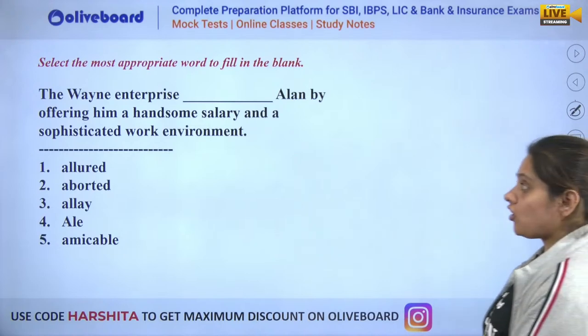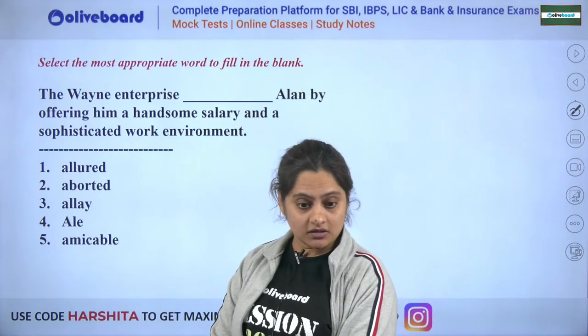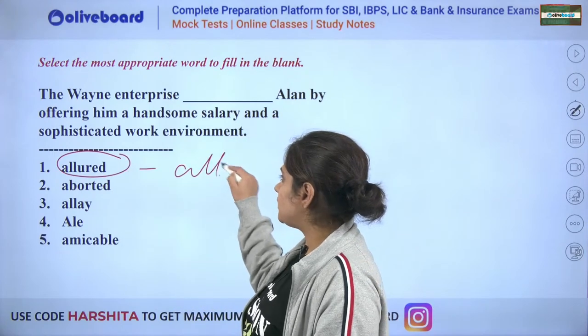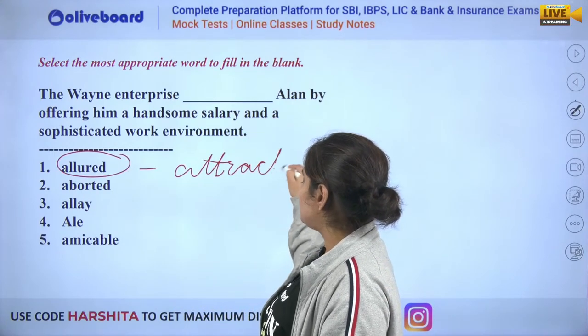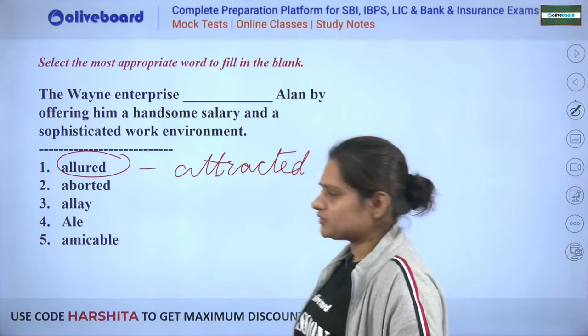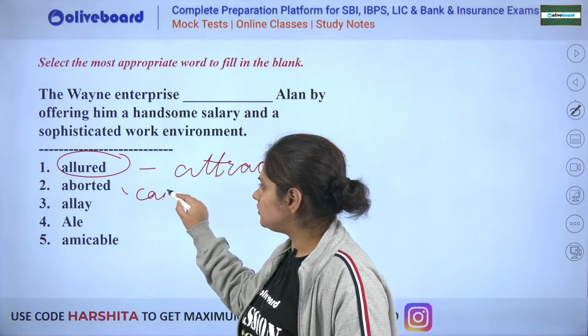Obviously, you are saying offering him a handsome salary means trying to attract him, by offering a handsome salary. So, attracted him by offering a handsome salary, allured, okay. We say no, abort the mission. So, abort means cancel, okay.